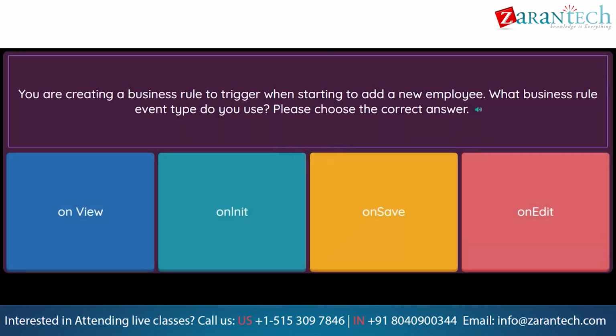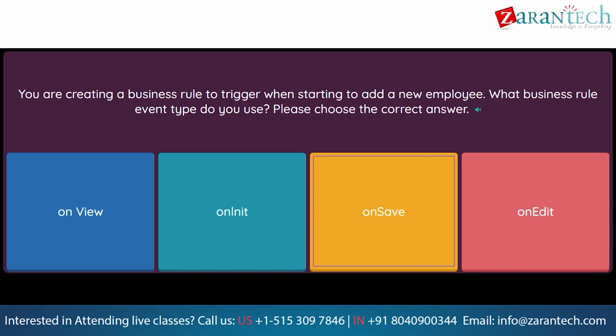Question, you are creating a business rule to trigger when starting to add a new employee. What business rule event type do you use? Please choose the correct answer. Option 1, on view. Option 2, on init. Option 3, on save. Option 4, on edit.